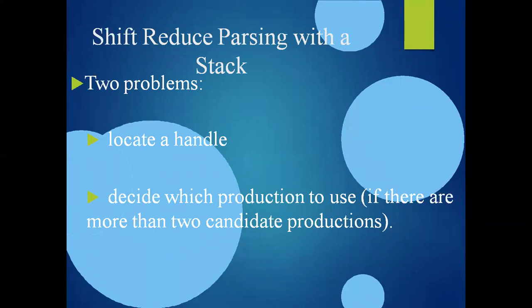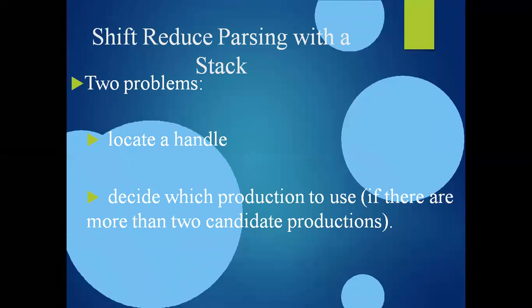Here there are two most important problems. One is to locate the handles and the other is to decide which production to use. For example, if the variable A has more than two production rules, more than two alternatives to choose from, it is difficult to choose the appropriate rule for the input string. So these are the two most important problems in shift-reduce parsing with a stack.